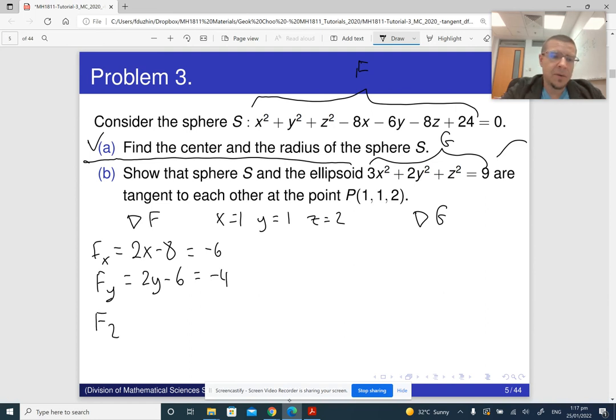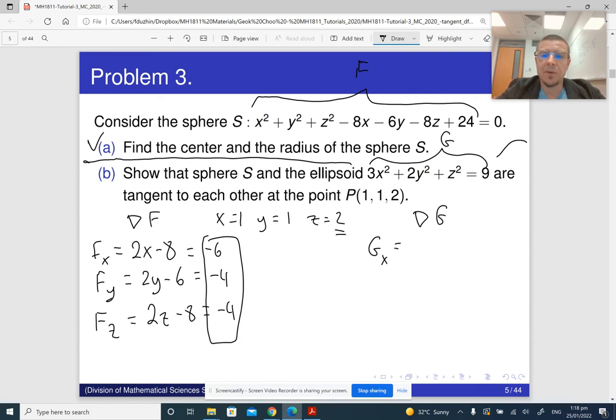And f_z is 2z minus 8. And we know that z is 2, so 2 times 2 is 4, minus 8 is negative 4. All right, so nabla f at the given point is this vector: minus 6, minus 4, minus 4.